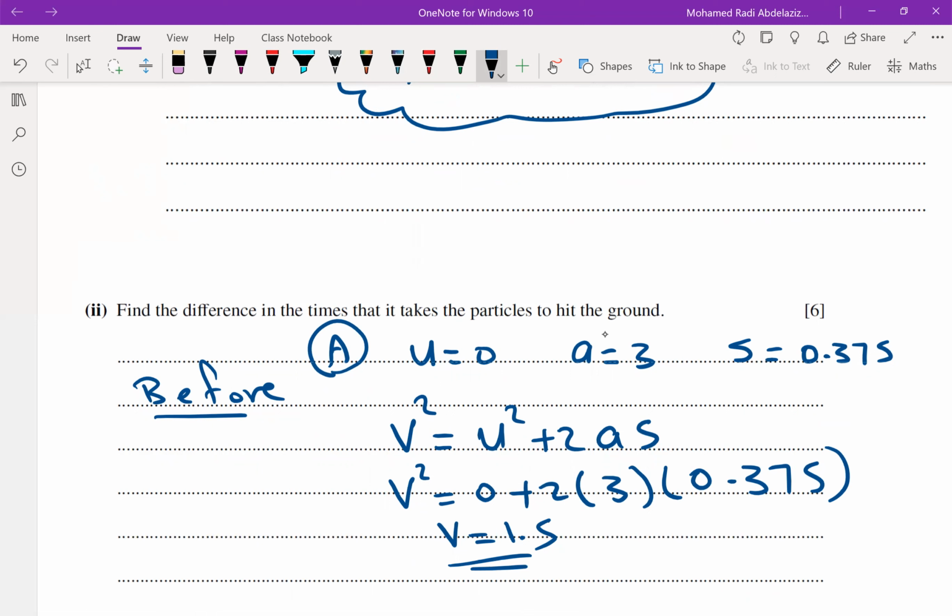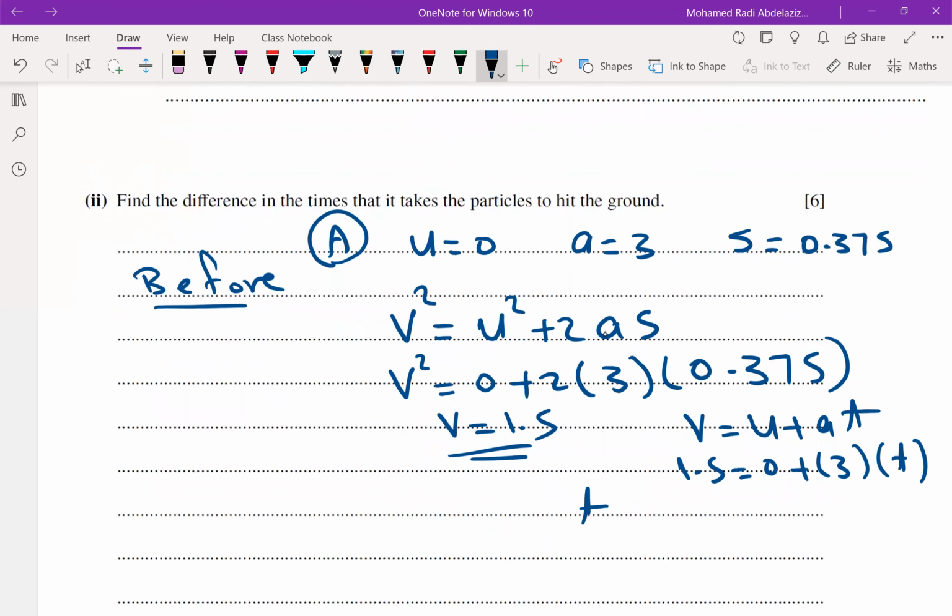What else can you find? The time taken. So v equals u plus at. The final velocity is 1.5, initial velocity is 0, acceleration 3, and time is t. You can find the time taken before the string breaks: 1.5 divided by 3, so the answer is 0.5 seconds.